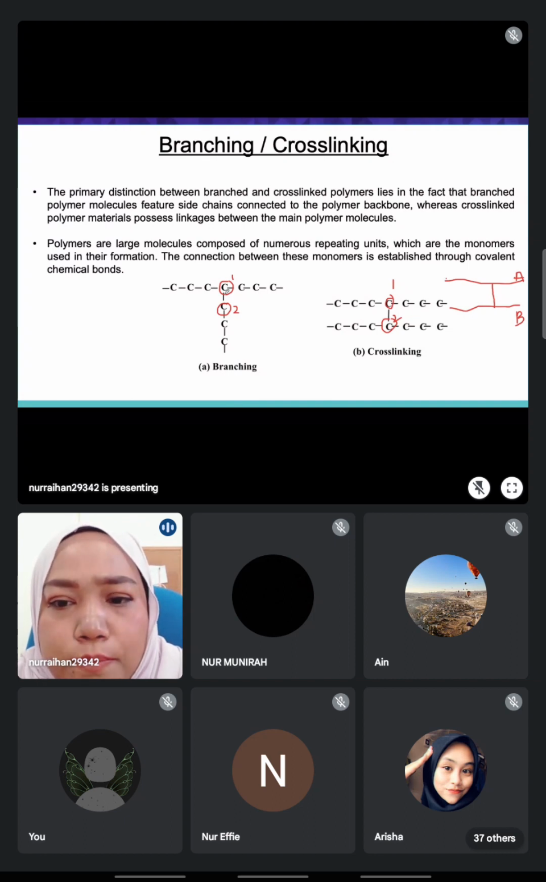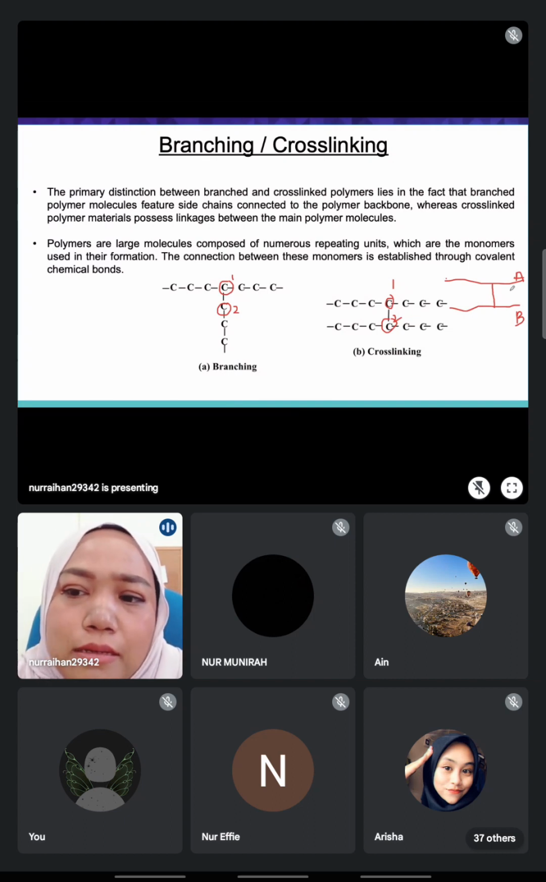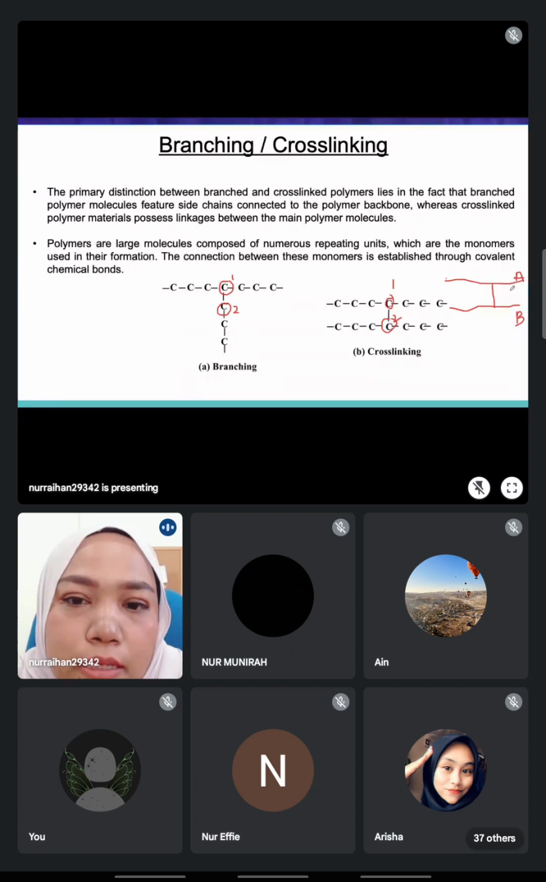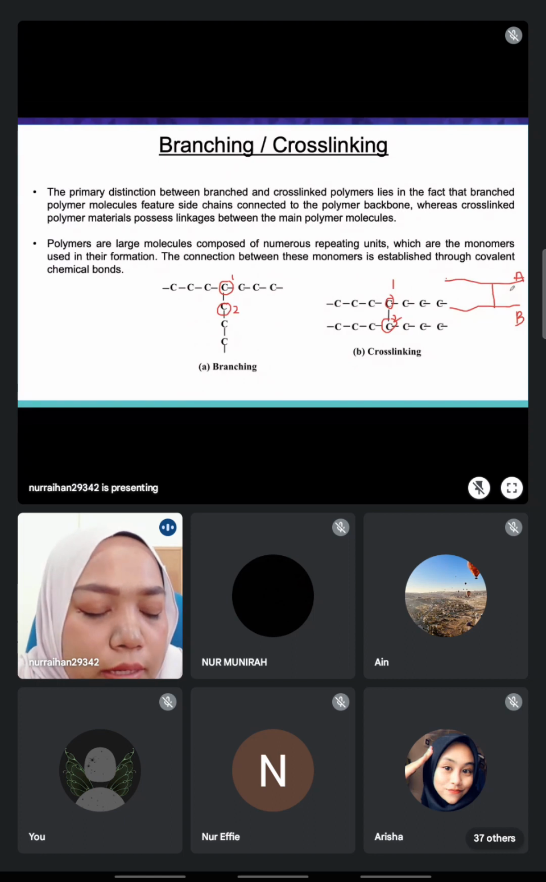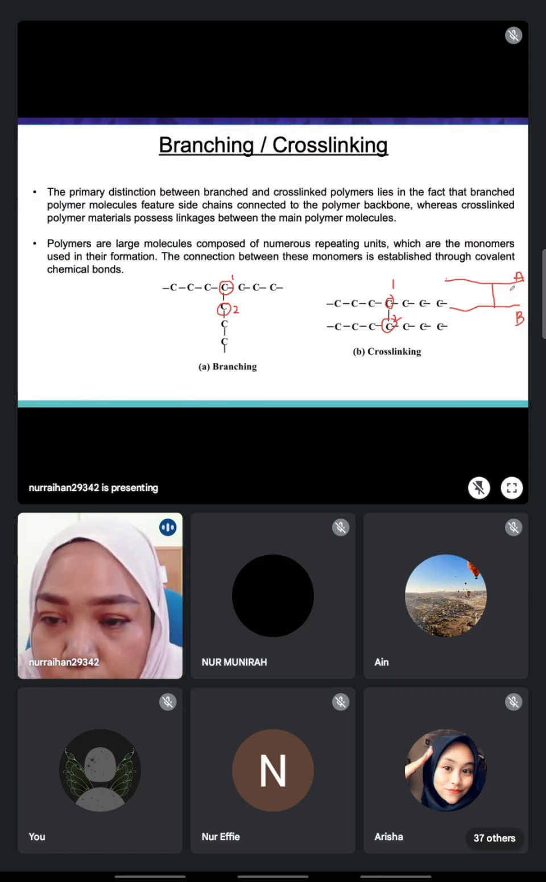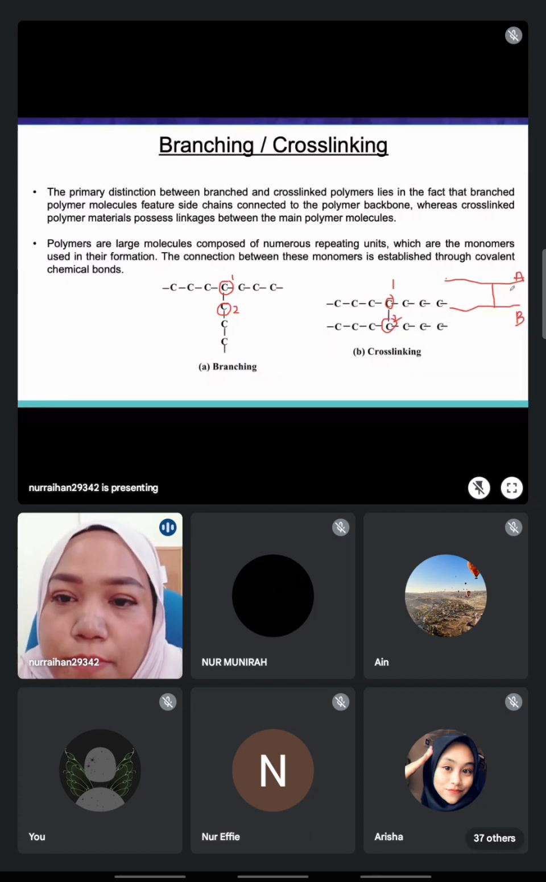So normally in the branching, you still can break the bonding, but in the cross-linking, it is impossible to break the bonding because cross-link is considered as a chemical linkage. Chemical linkage will be covalent or ionic bonding. So this is considered as a primary bonding. So you cannot break the bonding.